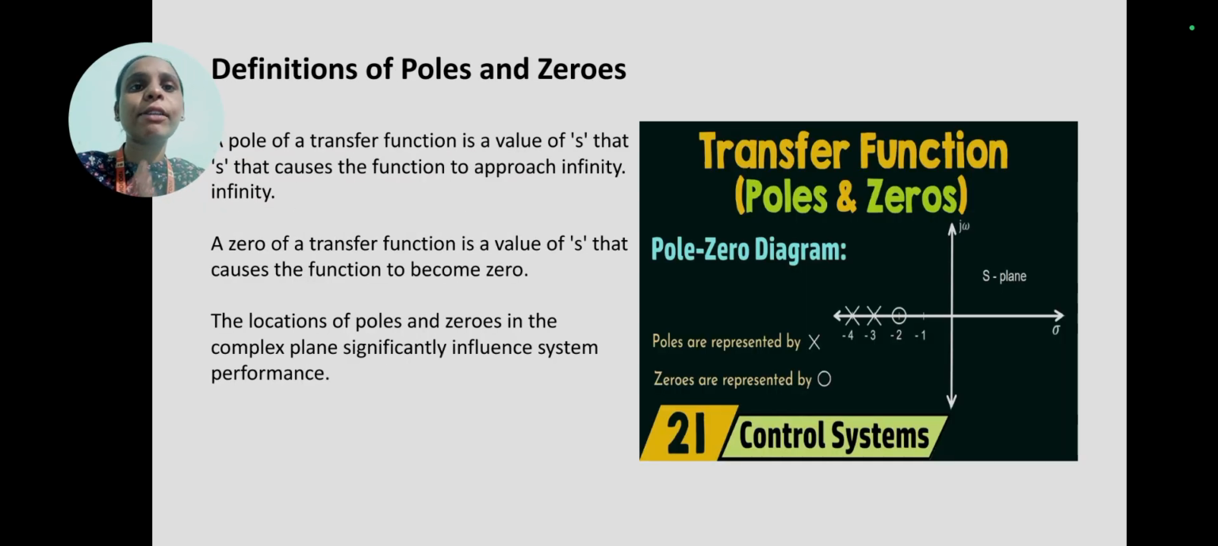So, definitions of poles and zeros. A pole of a transfer function is a value of s that causes the function to approach infinity. A zero of a transfer function is a value of s that causes the function to become zero. The locations of poles and zeros in the complex plane significantly influence system performance.